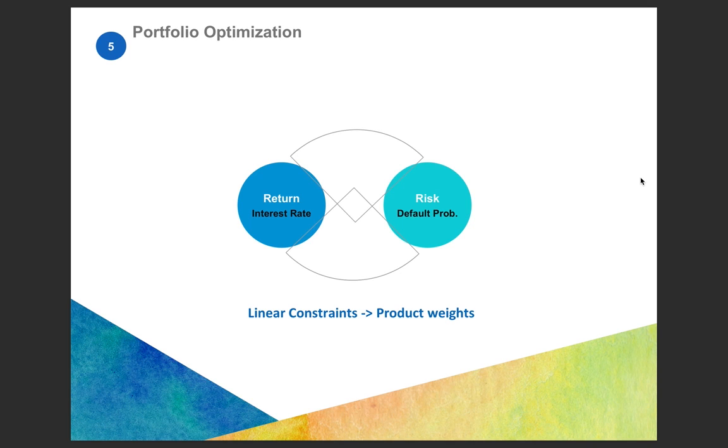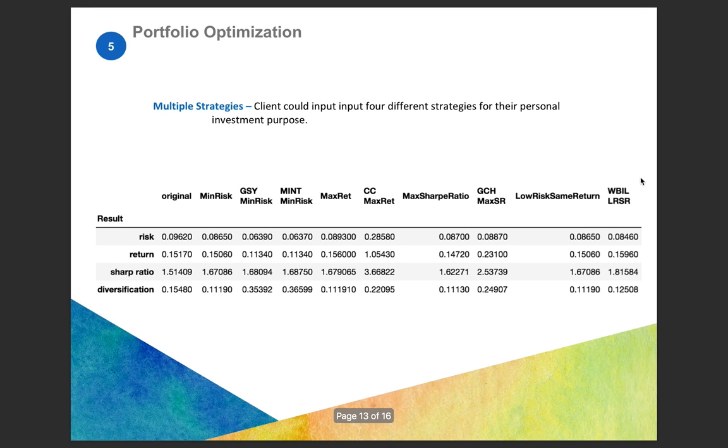Another part is the portfolio optimization and recommendation. We focus on two parts, the return and the risk. We have multiple strategies. Clients can choose among 4 different strategies according to their personal investment purpose. They are the min risk, the max Sharpe ratio, max return, and low risk with the same return. They can also input the risk and return they want, and we will output the portfolio that fits their investment purpose.